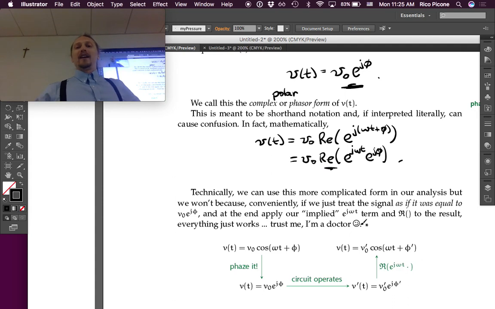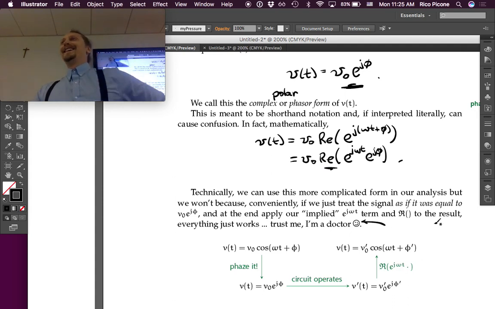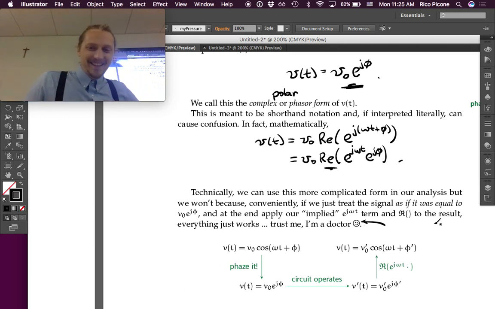Oh wait, I lied. There is an emoji in this lecture. Thanks for that. What? And it showed up in the notes. Nice. So, yes.